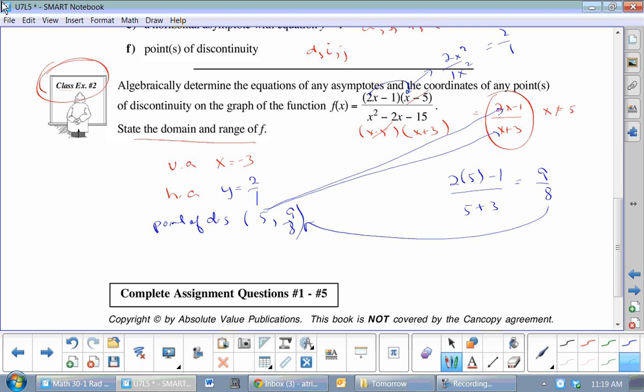Okay, so I found my vertical, my horizontal, my point of discontinuity, and then I'm just doing domain and range now. So let's talk about domain. X cannot equal five. That's it. Negative 3 is bad. Range.